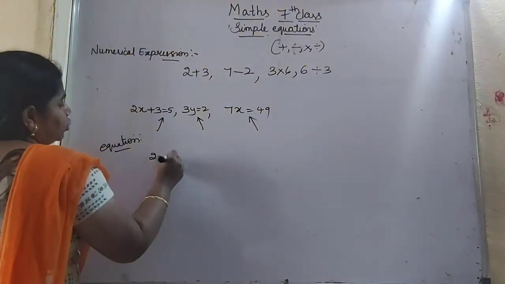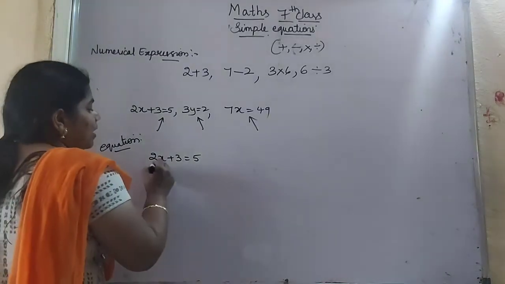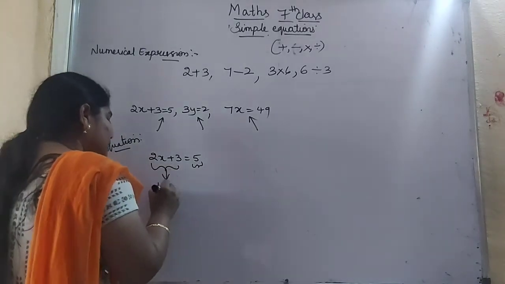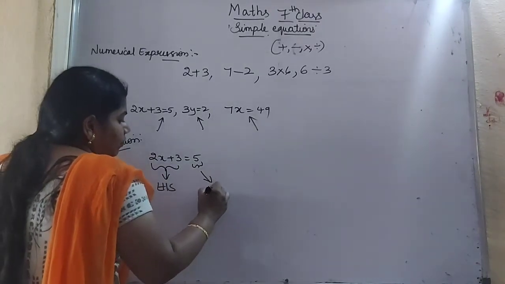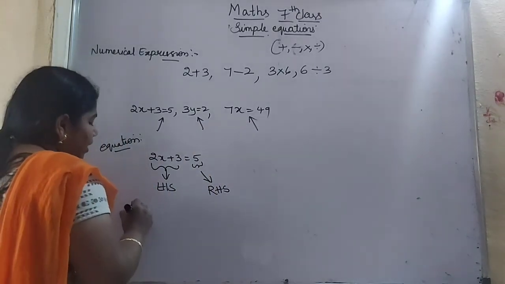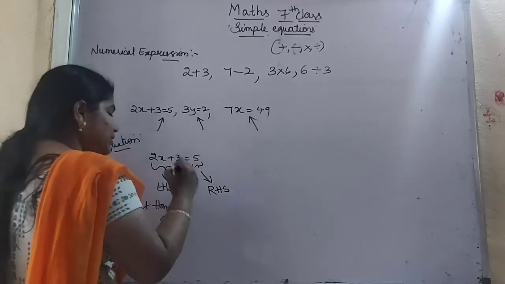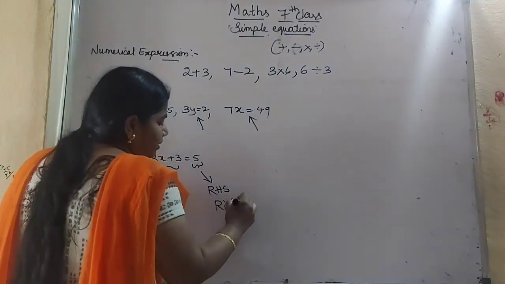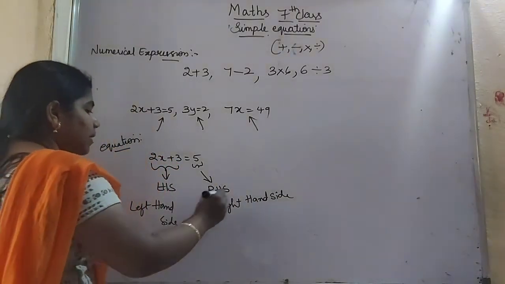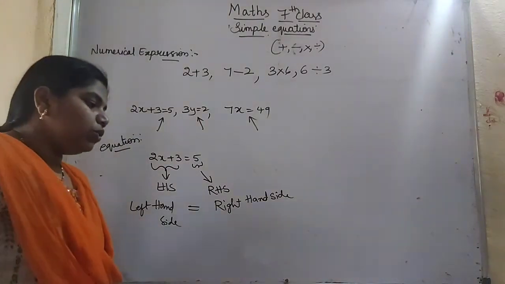Every equation is divided into two parts. This is the first part, this is the second part. The first part we will call LHS and the second part we will call RHS. LHS means left hand side, and RHS means right hand side. Always the LHS part and RHS part will be equal to each other.